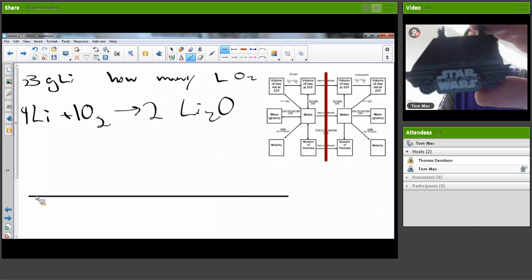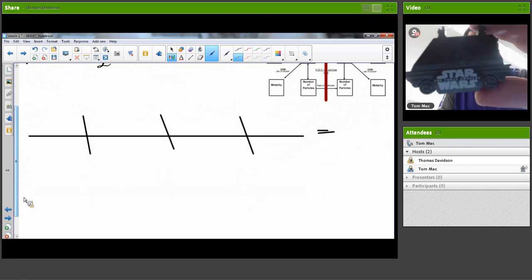I'm going to picket fence it. Can somebody tell me how many vertical lines I'm going to put? 3, because I'm going over 3 arrows. So 1, 2, 3. All right, I'm going to start with 23 grams of Li. And then we're off to the races. Whatever's on top goes on the bottom of the next one, right? So I have grams of Li.